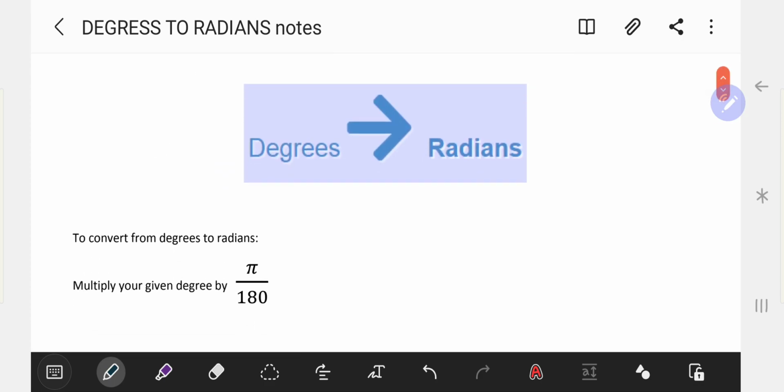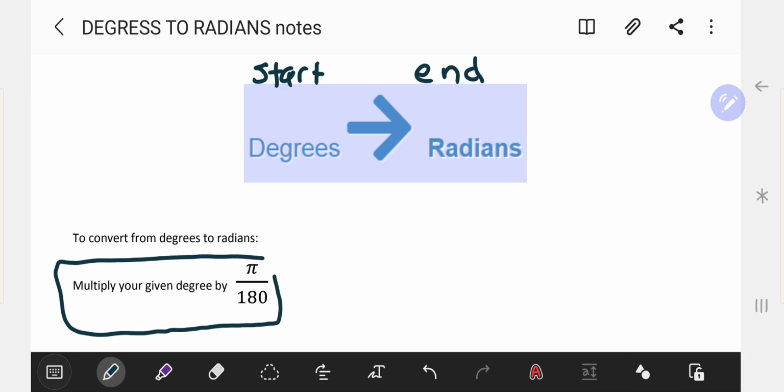So if we want to convert from degrees to radians, so we would start with degrees and end with radians, we are going to use this right here. So to convert from degrees to radians, we are going to multiply our given degree by pi over 180. And we'll do a couple of examples in a second. Okay, but you need to write this down in your notes. To convert from degrees to radians, we multiply our given degree by pi over 180.